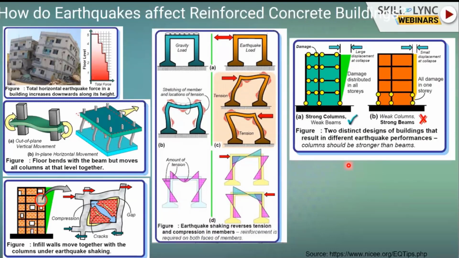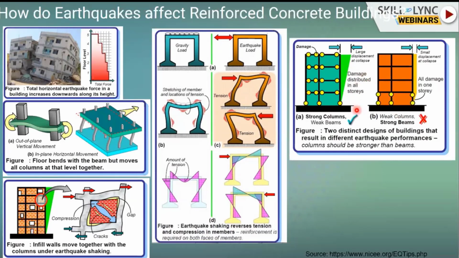So for RC buildings, if you can summarize, then this is the picture that tells the story very well. What you want is strong columns and weak beams, not a weak column and strong beams. The philosophy of this is that you have to distribute your damage all throughout the height of the building, mostly in beams, because if a beam suffers damage, it is localized in nature, but if a column suffers damage, then it can take down the whole building.